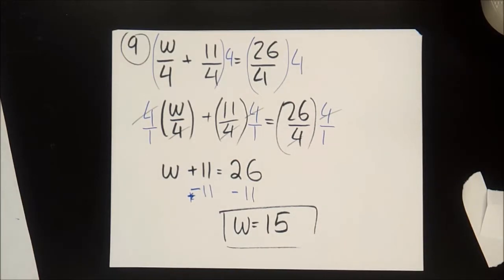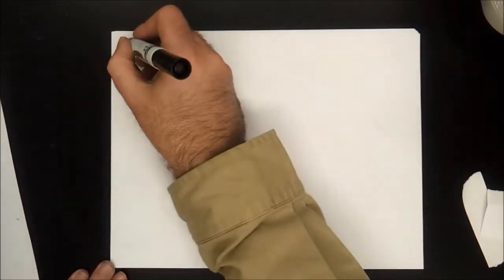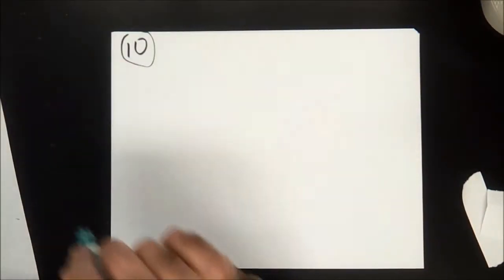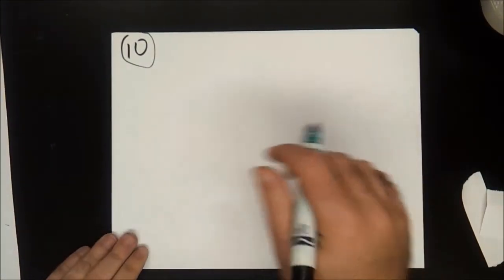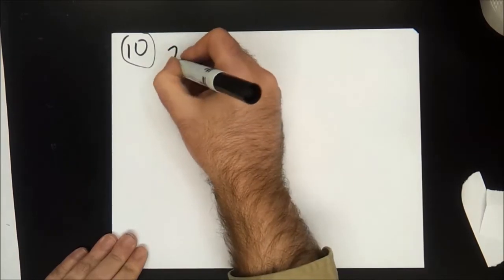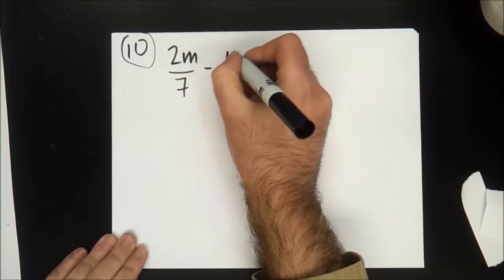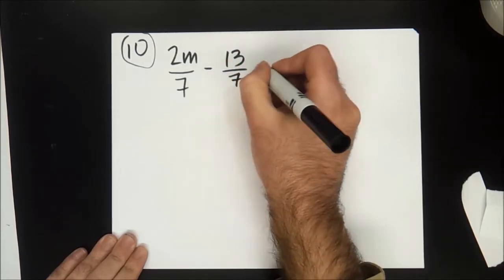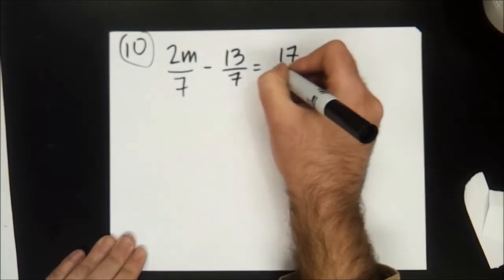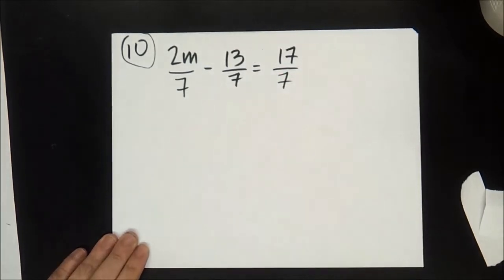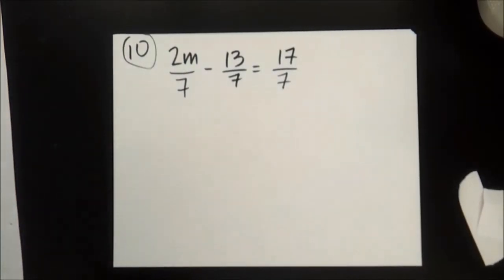All right, we have 10, 11, and 12 left. 3 more to go. Number 10 is very similar. Very similar. You solve it just like you solved number 9. An equation with denominators that are all the same. And it's 7. So we're dividing by 7.